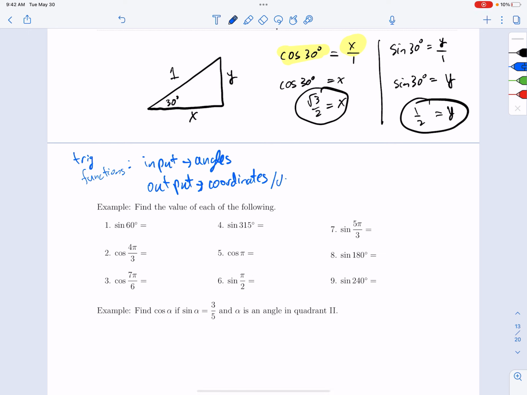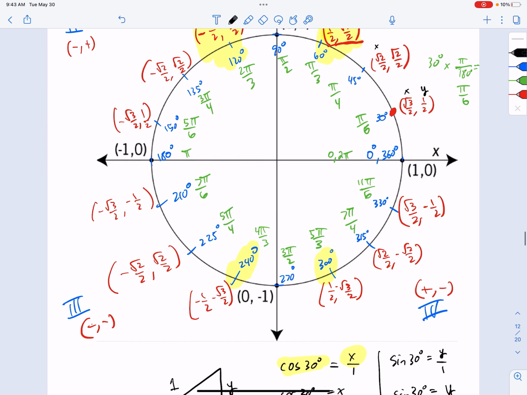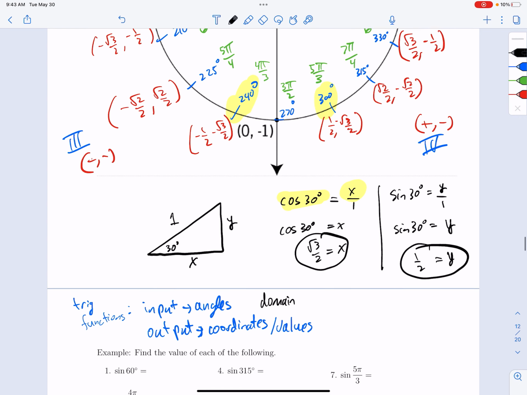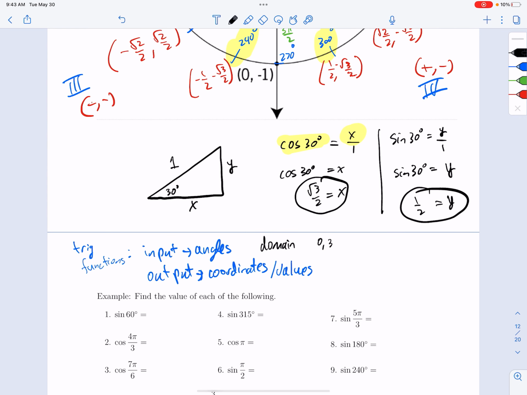We could say values, but if we're talking about the unit circle, we're going to get one of those coordinates. So what this means is that the domain corresponds to what we're inputting into the function. For our domain, if we're looking on the unit circle, the domain of the angle that we're talking about is 0 to 360 degrees, or 0 to 2 pi. So we could write 0 to 360, or 0 to 2 pi if we're dealing in radians.